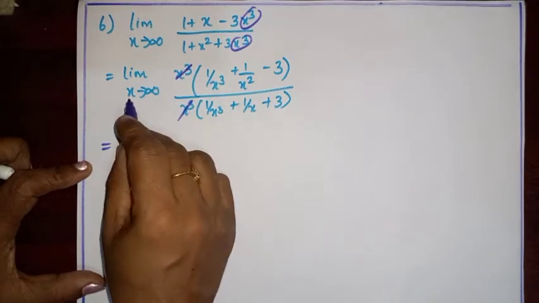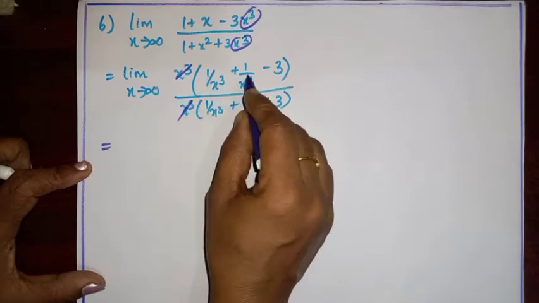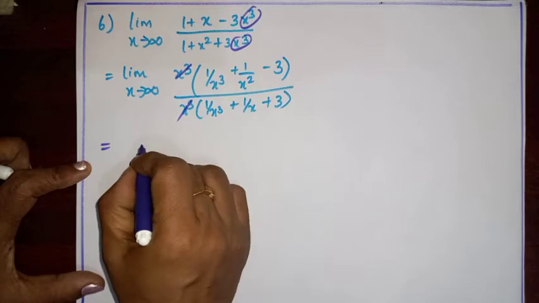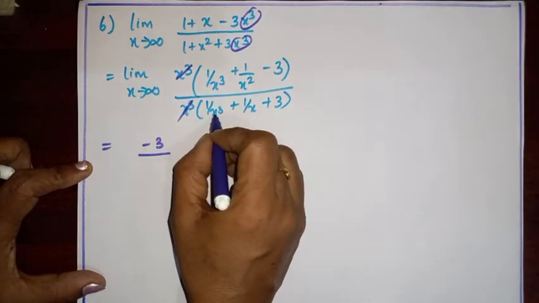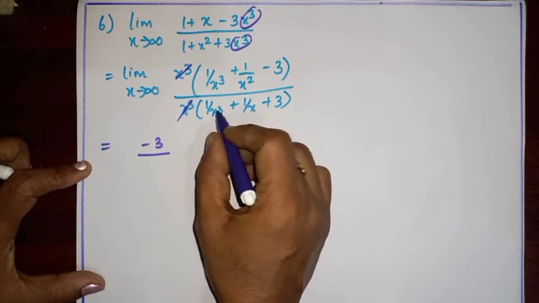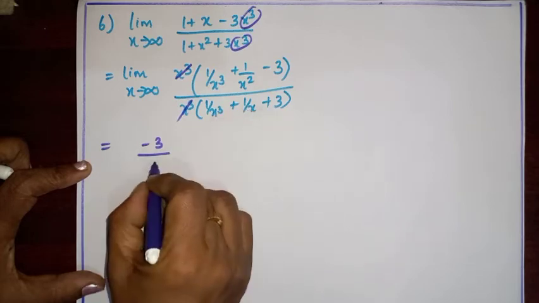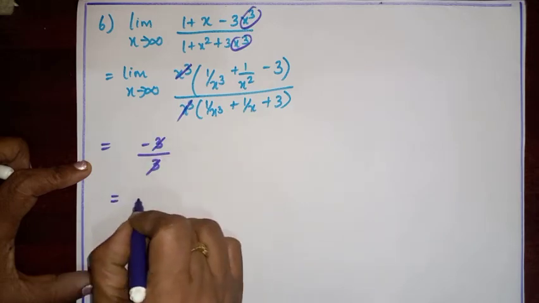So when I am substituting x as infinity, anything divided by infinity will become 0. This also will become 0. So only you will get numerator as minus 3. In the denominator, anything divided by infinity will become 0. Here also 1 by x, 1 by infinity will become 0. 0 plus 3, which is 3 in the denominator. 3 and 3 will be cancelled, then we get minus 1.